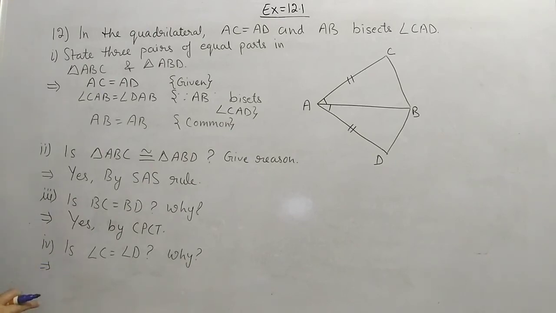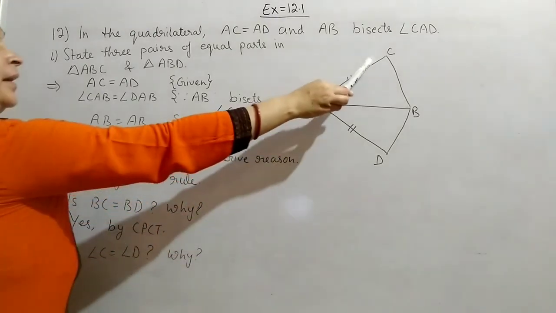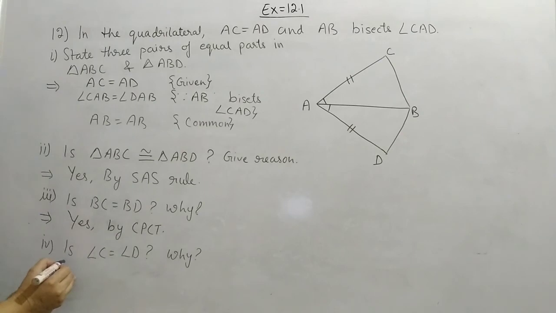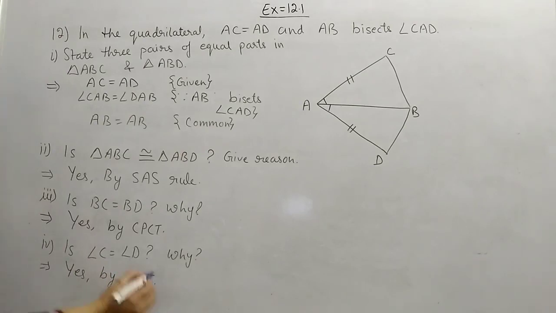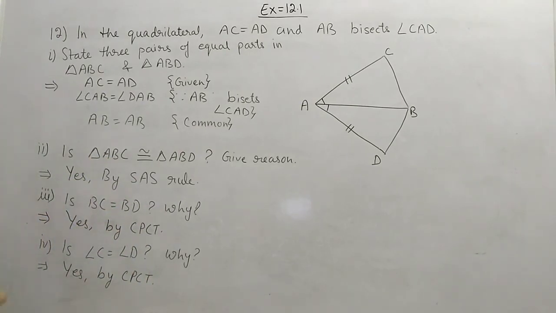Again, is angle C equal to D? This angle and this angle. Yes, these two angles also will be equal, and the same reason we will keep here, by CPCT, because we have proved these two triangles are congruent. So other remaining corresponding parts also will be equal.